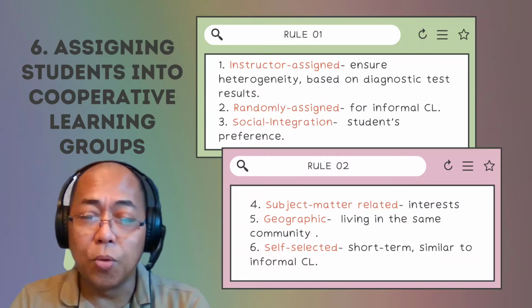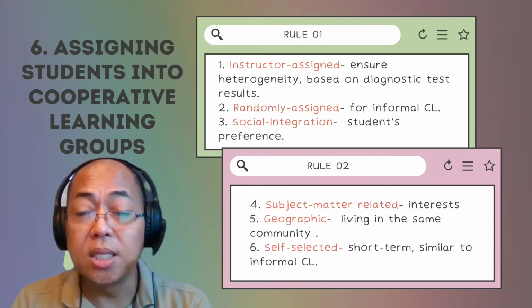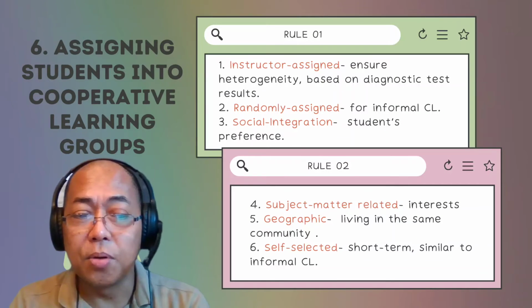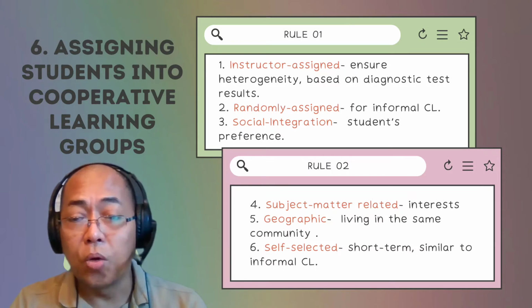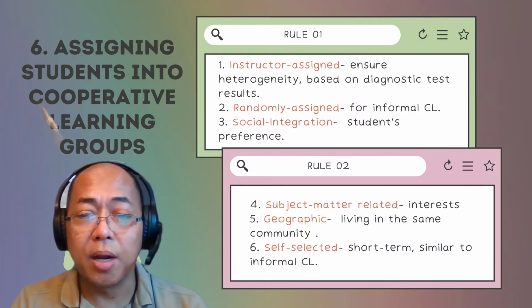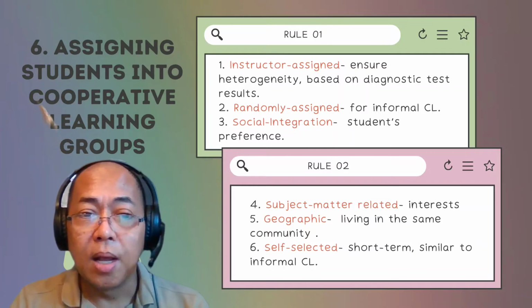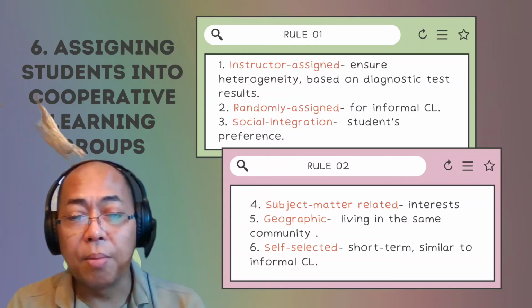So you can ask them to, let's say, form a dyad or a triad. It's going to be easy for them to group themselves. So that's the last, the sixth way of grouping students into learning groups. Again, going back, there are six ways of assigning students into cooperative learning groups.